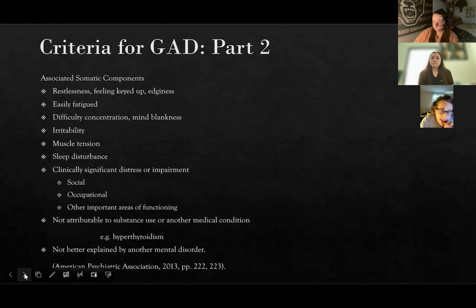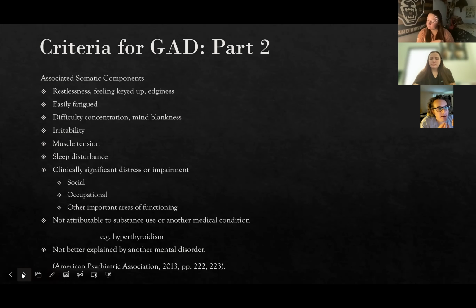Then there is a somatic component. That's what's described here on this slide. Restlessness, feeling keyed up, easily fatigued, irritability, muscle tension, sleep disturbances. These are somatic, probably originating in autonomic arousal. Constantly being worried about things makes an individual feel threatened, which activates the sympathetic nervous system, or the fight or flight response, in a very low-grade way.